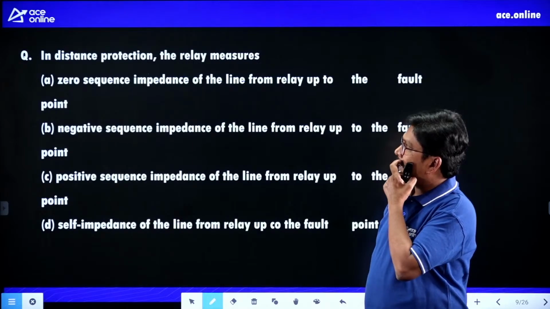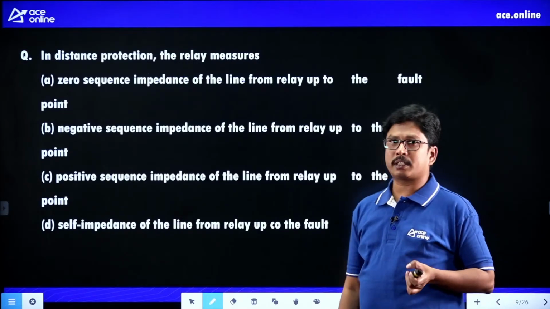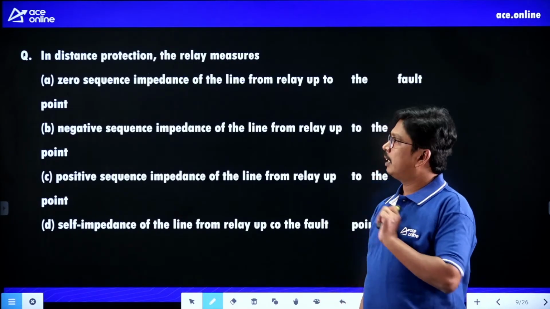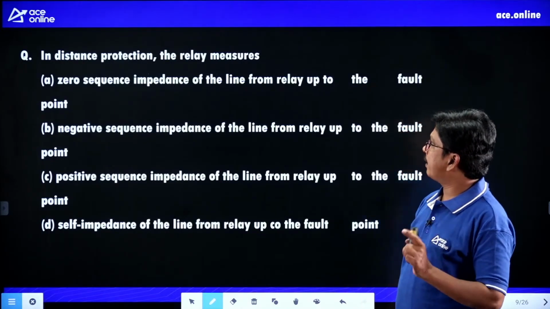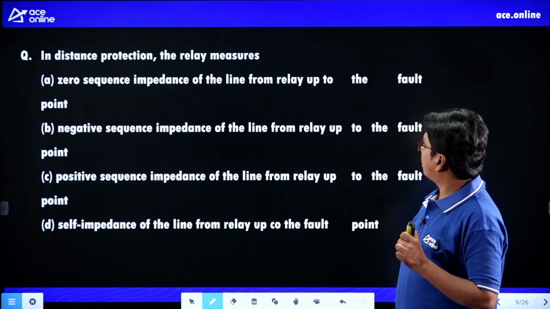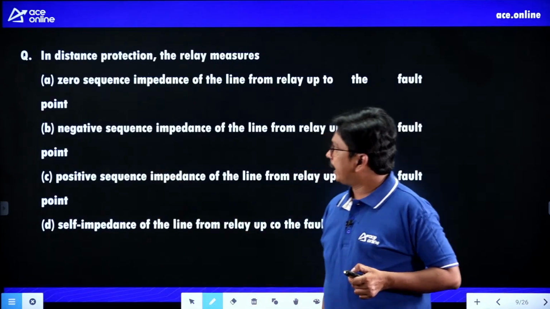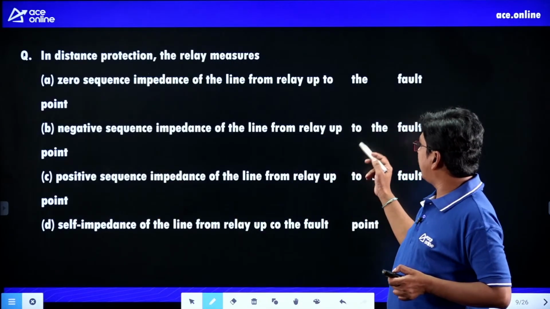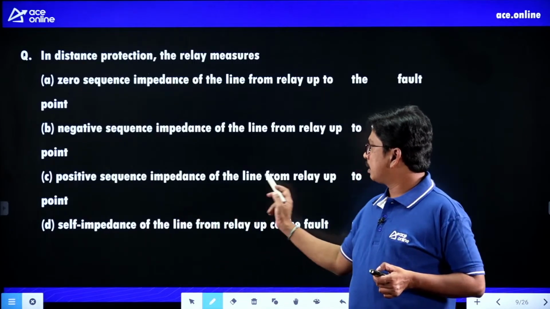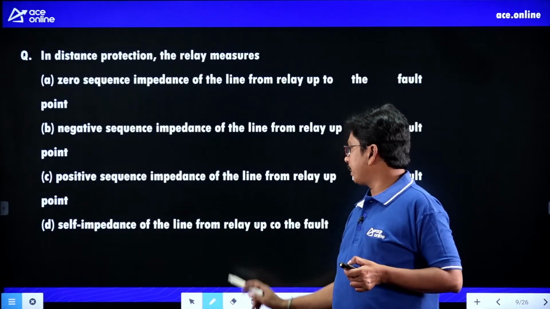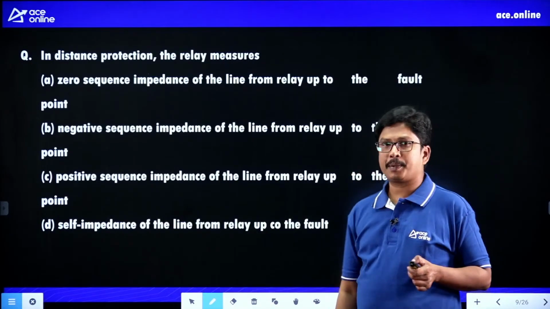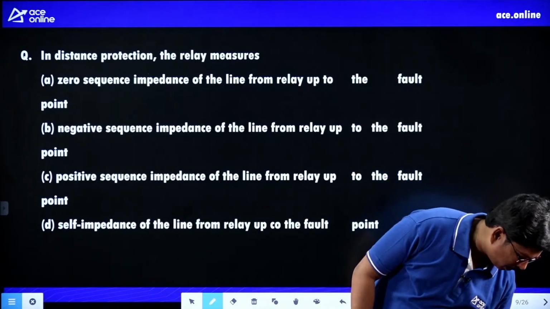This is the next question. In distance protection the relay measures what? Zero sequence impedance of the line from the relay up to the fault point, negative sequence impedance of the line from the relay up to the fault point, positive sequence impedance of the line from the relay up to the fault point, or self impedance of the line from the relay up to the fault point. What is the answer for this question?